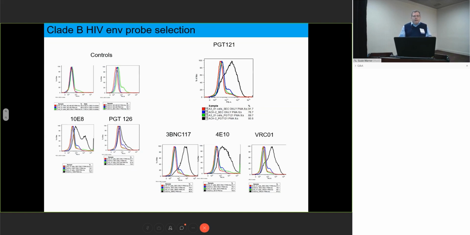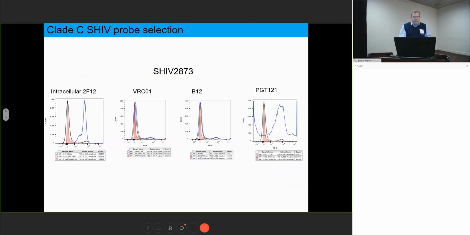And so we did, at least with Clade B HIV envelope, we looked at a fair number of antibodies, and there were a lot that actually bound pretty well to infected cells. This is by flow cytometry. Clade C, the only one that we found that we were really confident in was PGT121. I'm sure there are others. At the time, we hadn't looked at PGT145.